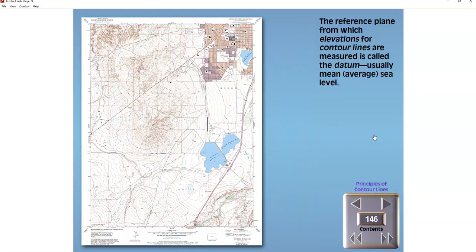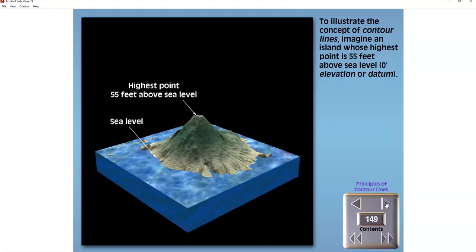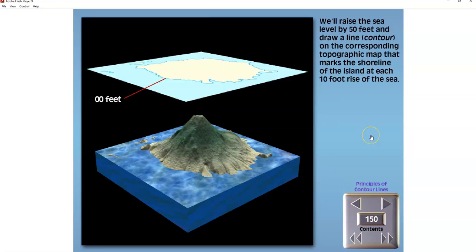The reference plane from which elevations for contour lines are measured is called the datum, usually mean sea level. The datum used for determining elevations on a topographic map is usually indicated in the lower central margin of the map. On the map illustrated, the National Geodetic Vertical Datum of 1929 refers to the mean sea level as of 1929. To illustrate the concept of contour lines, imagine an island whose highest point is 55 feet above sea level. We'll raise the sea level by 50 feet and draw a line on the corresponding topographic map that marks the shoreline of the island at each 10-foot rise of the sea.